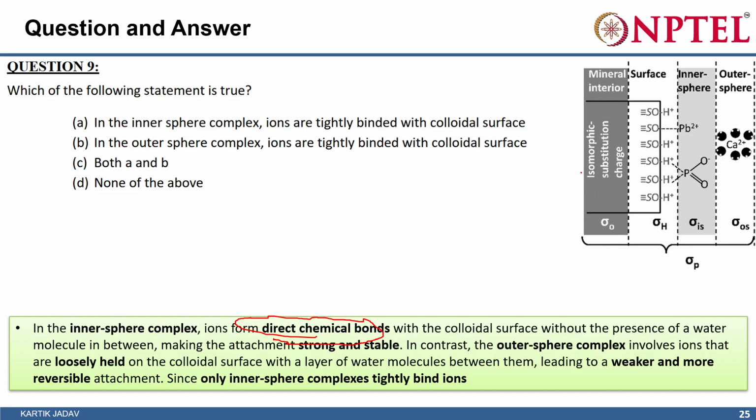In contrast, the outer sphere complex involves ions that are loosely held on the colloidal surface with a layer of water molecules between them, leading to a weaker and more reversible attachment. This means they are replaceable, right? Whatever ions are attached on the outer surface are replaceable, attached with a weaker force. Only inner sphere complexes tightly bind the ions. So the correct answer is option A. Inner sphere complex ions are tightly bound with the colloidal surface.